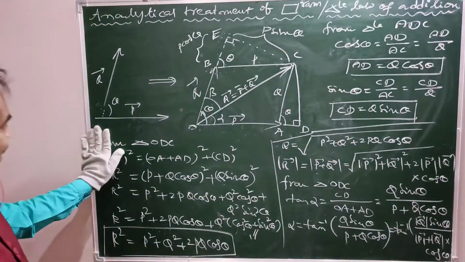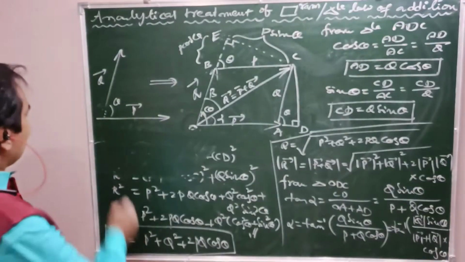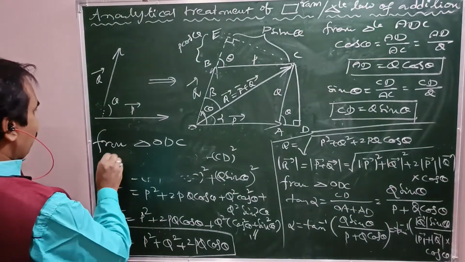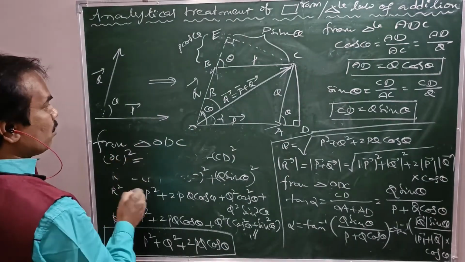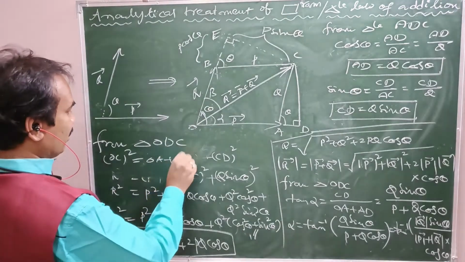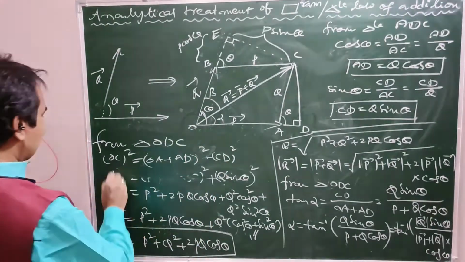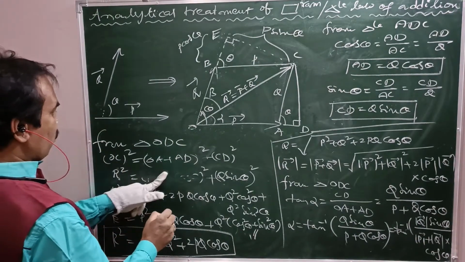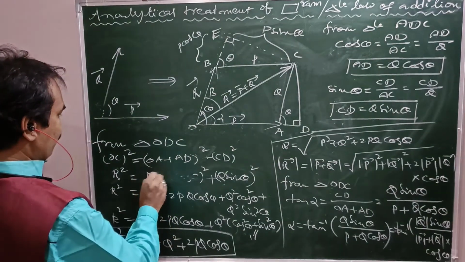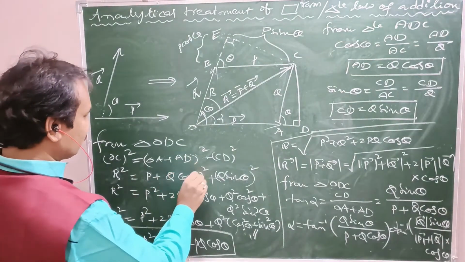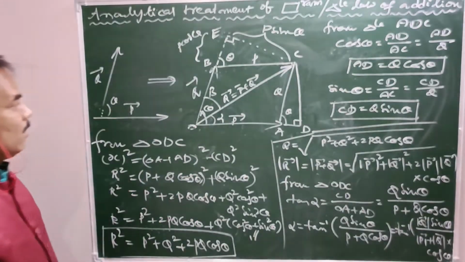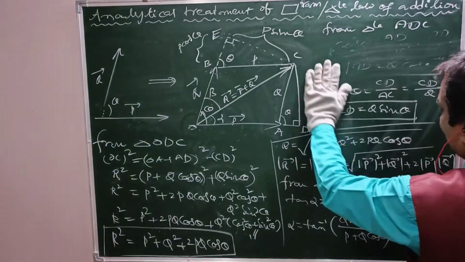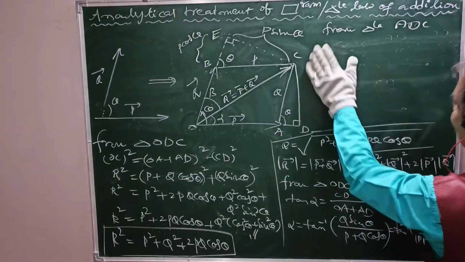Am I right? I am writing somewhere here. Sorry. So from triangle ODC, OC square equal to OA plus AD whole square plus CD square. That is R square equal to, OA means P plus AD means Q cos theta. Right? Like that. Now I am writing somewhere here to get beta, that is the angle made by the resultant with Q bar.